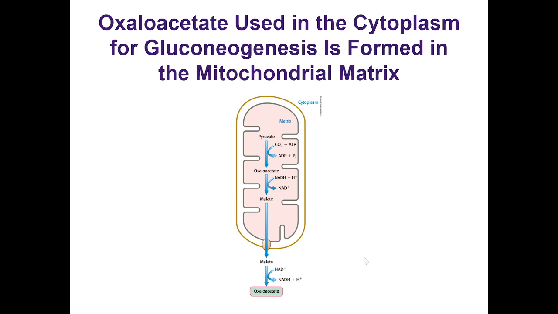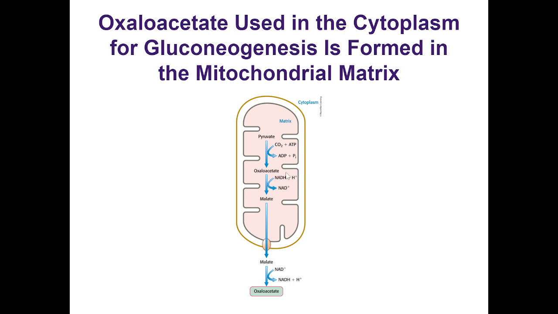The oxaloacetate is used in the cytoplasm for the gluconeogenesis. It's going to be formed in your mitochondrial matrix. And so right here we actually have our mitochondria and our mitochondrial matrix inside. And again, this will be your cytoplasm and your cell here. And then that's the area between those. This right here is your pyruvate. This is going to have your ATP and CO2 going to ADP and orthophosphate. And that's going to give your oxaloacetate. That's happening in the matrix.